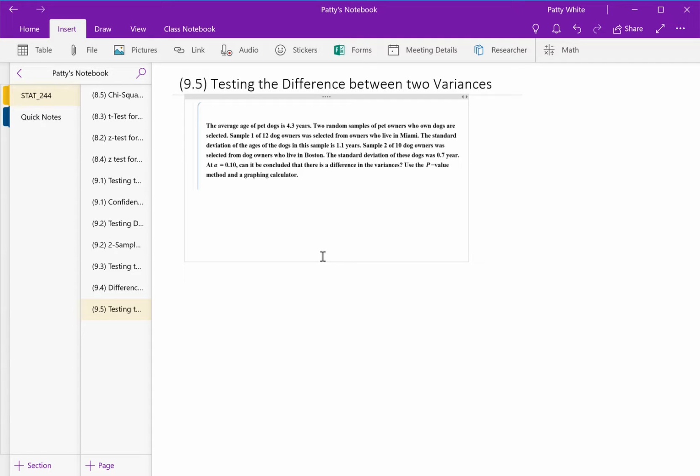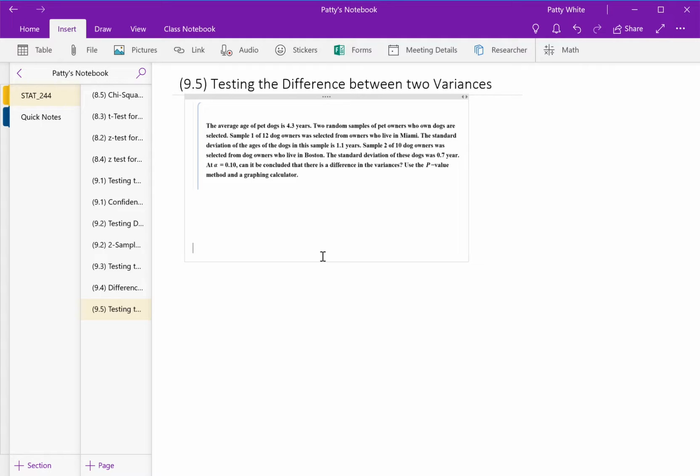Today we're going to look at an example in Chapter 9, testing the difference between two variances or standard deviations. This problem is going to be very similar to the one sample version that we did in Chapter 8. We're going to be looking at a new distribution, the F distribution, which we'll talk about in just a minute. Let's go ahead and get started by reading the problem and decoding it.